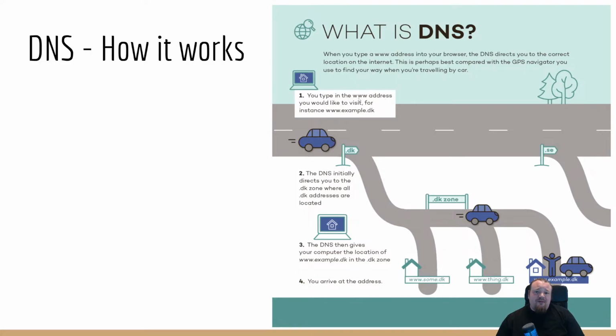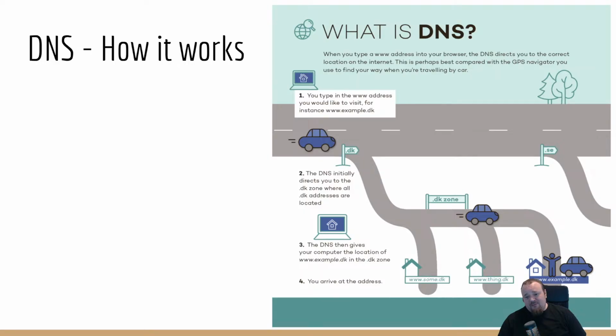I'm going to type in the address and follow the numbers here, right? So I'm going to type in www.exam.dk. The initial step takes us to the .dk zone, because this is where the DNS server for the .dk domains exists. Then it takes us onwards to the location of exam.dk, and then we arrive at the address and say, okay, so we're there. I know it seems a bit simplified. It is.